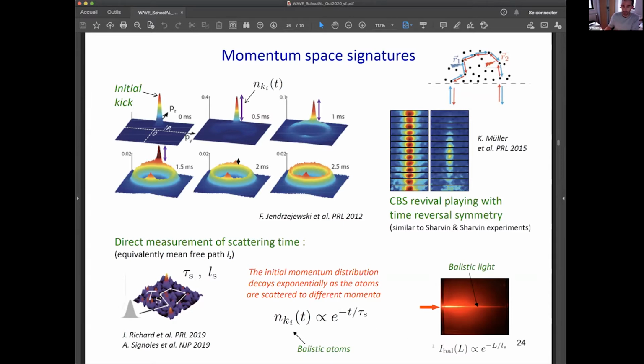And this configuration is exactly the same as if you send light into a diffusive medium. You have diffusing light, which corresponds to the scattered atoms, but you can also see the laser, which is the ballistic light, and it is well known that this ballistic light decays exponentially with the distance. So it's exactly the same trick that we can use to measure it.